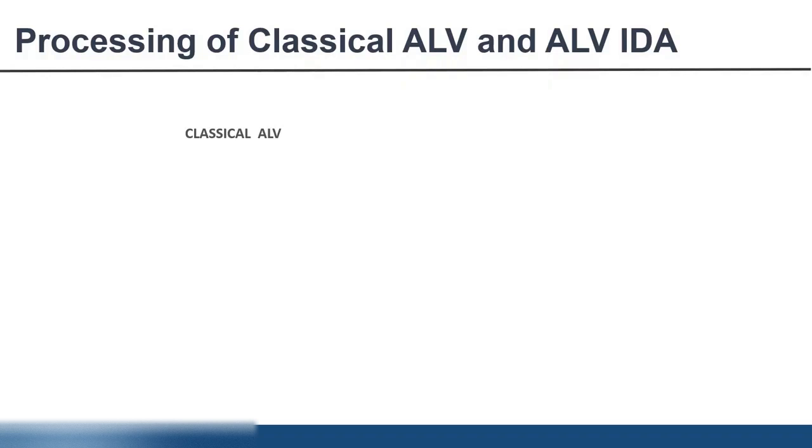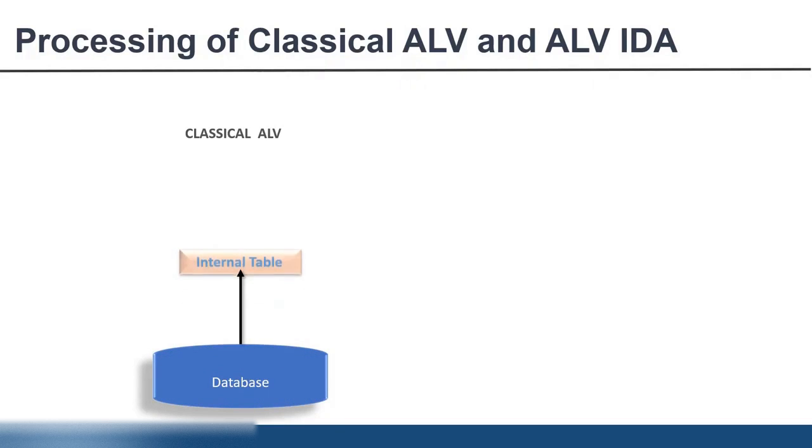What is classical ALV? Classical ALV is nothing but ALV on top of ECC, the one which we are using currently. So what happens in case of classical ALV? We have some database underlying the ECC system. We fetch the data from the database into an internal table. We do the further processing in the internal table and finally display the output of the report in ALV format.